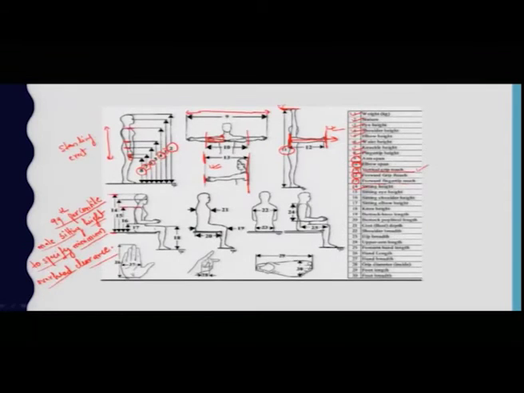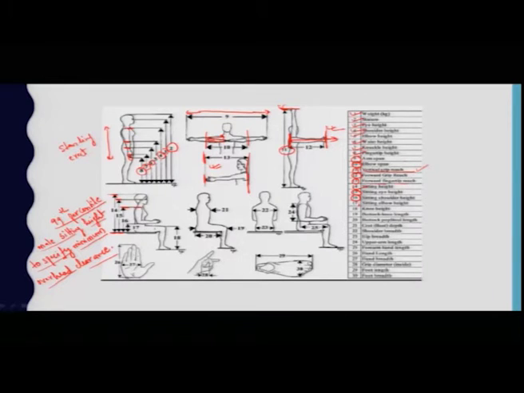Generally, for this number 14, we need to see what sitting eye height is. Sitting eye height is the distance from the inner eye corner to the seat, to the portion of the seat. So, this particular distance is known as sitting eye height. And as far as sitting shoulder height is concerned, it is the distance from the center of rotation of the upper limb to the seat. That is known as sitting shoulder height.